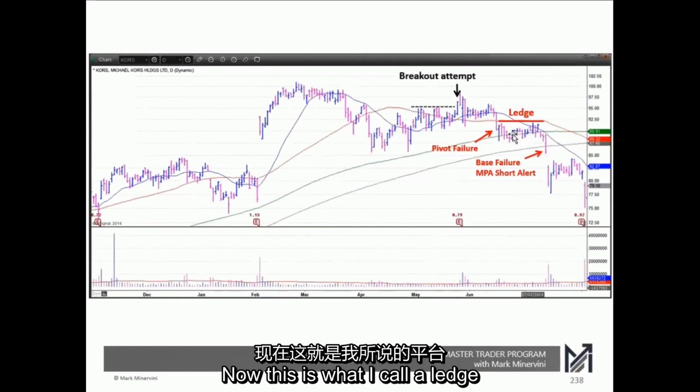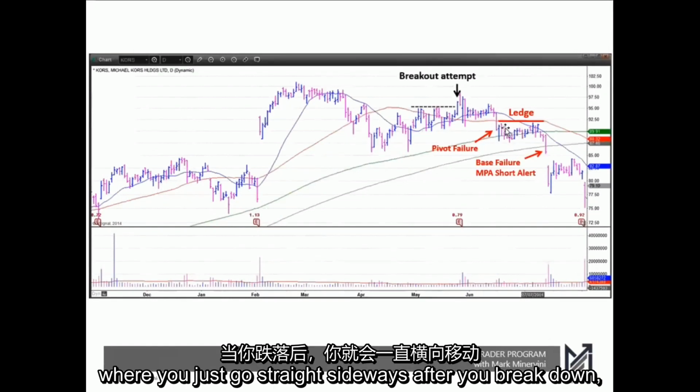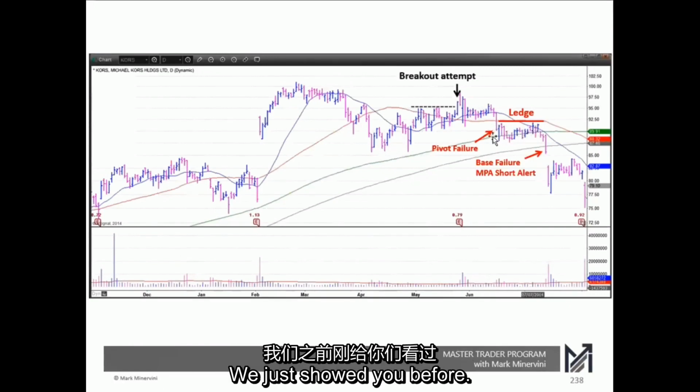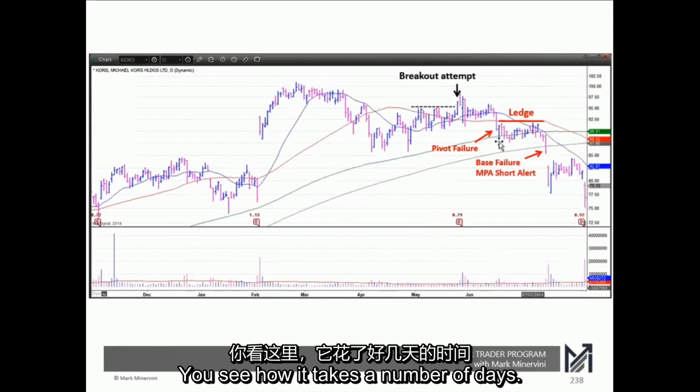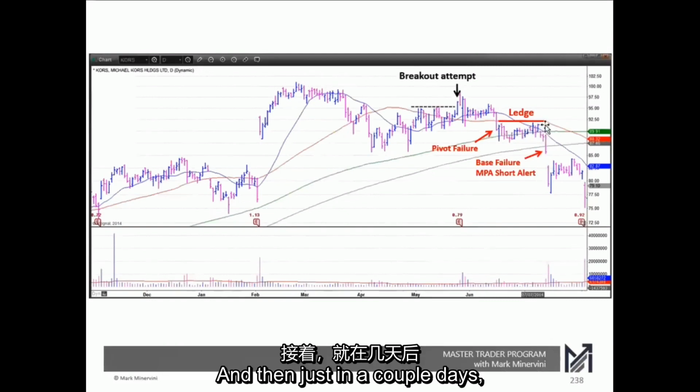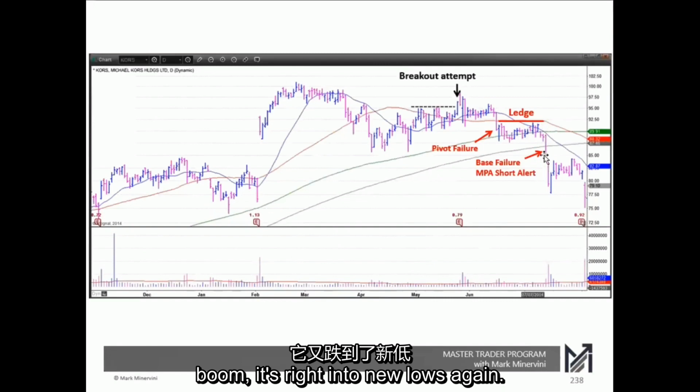Now this is what I call a ledge, where you just go straight sideways. After you break down, you go straight sideways and you can't rally. And just like we showed you before, you see how it takes a number of days, I don't know, 5, 10, maybe 15 days to barely rally back at all, just like Dave said. And then just in a couple days, boom, it's right into new lows again.